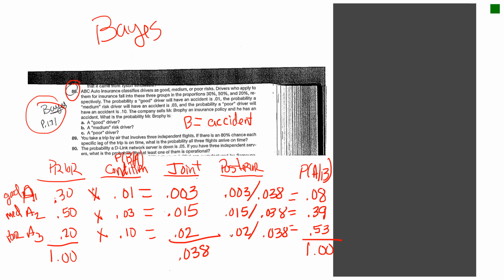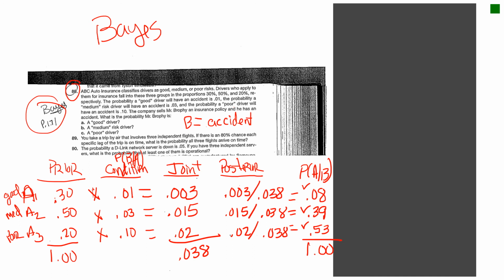Okay, now go back to the question. It says the company sells Mr. Brophy an insurance policy and he has an accident. Notice that's the given B. Given they have an accident, what's the probability they're in each of these categories? So you could say 8% for the good drivers, 39% for the medium risk drivers, and there's a 53% chance they were actually a poor driver.